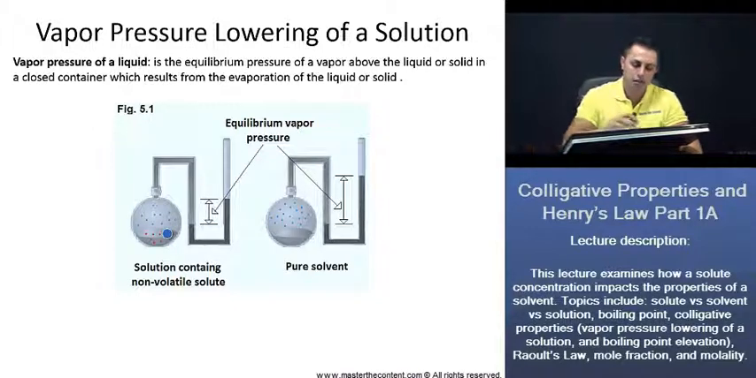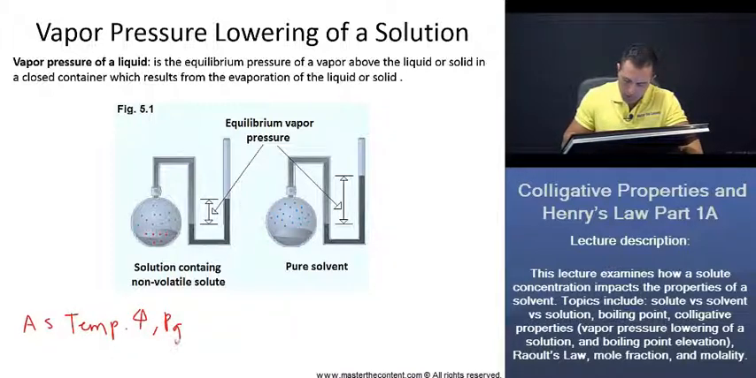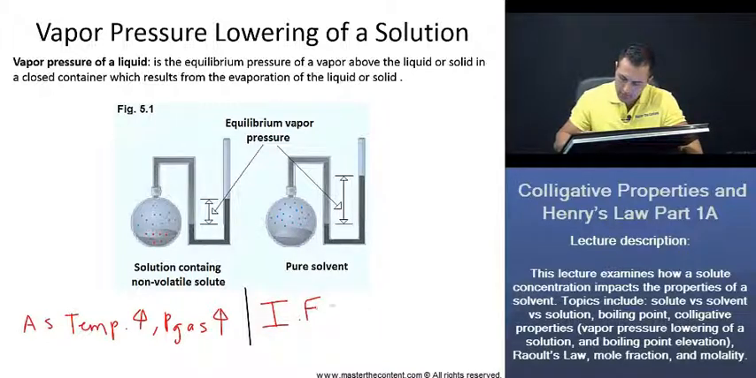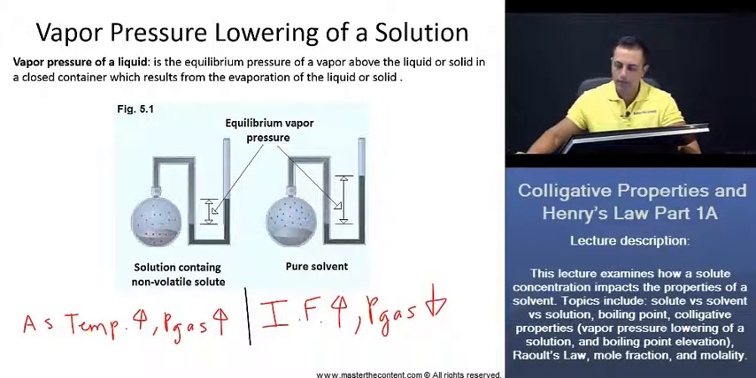Now, what are some factors that we think impact vapor pressure? Firstly, it's temperature. As our temperature increases, the vapor pressure is also going to increase. Secondly, intermolecular forces as well. The stronger the intermolecular force, the lower the vapor pressure.